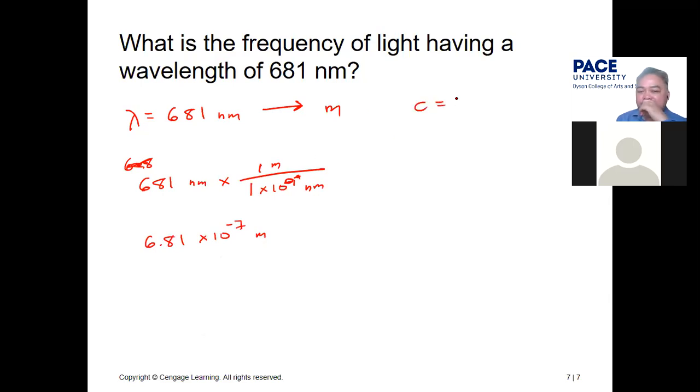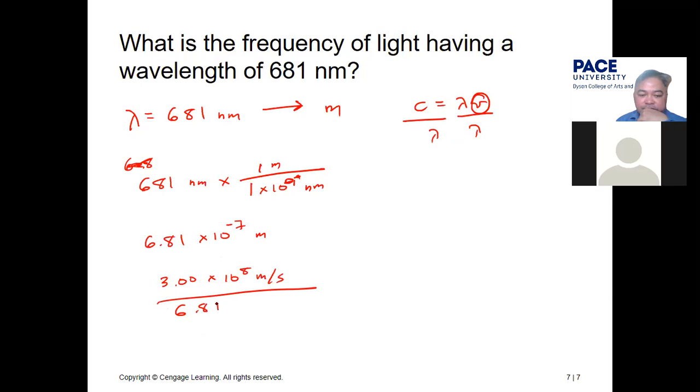Once you have that, you look at the formula. The one you're looking for is the hertz, so you divide both sides by the wavelength. So 3.00 times 10 to the 8 meters per second divided by 6.81 times 10 to the negative 7 meters. You can see the unit is per second, and this equals 4.41 times 10 to the 14.